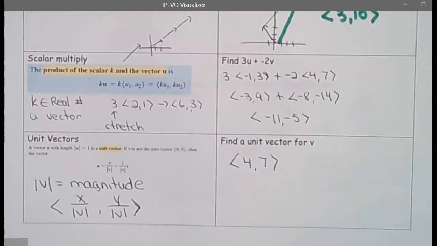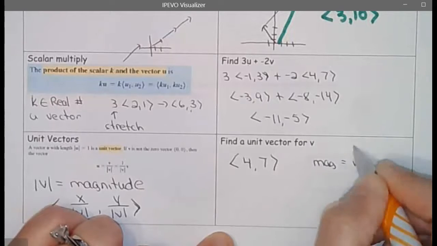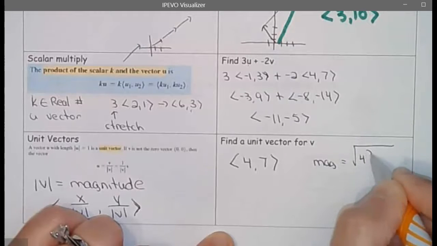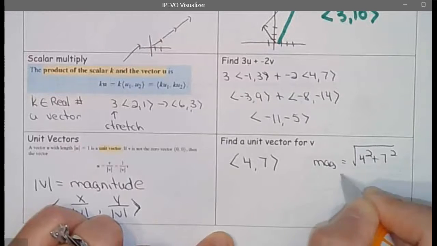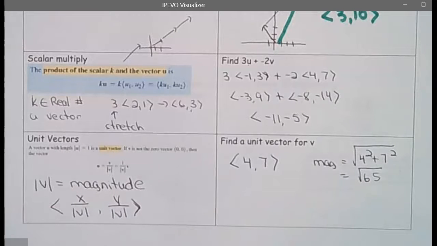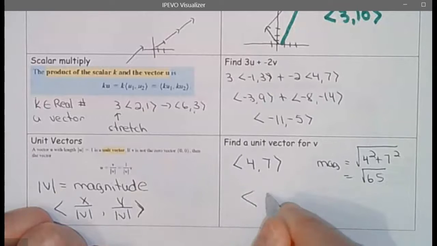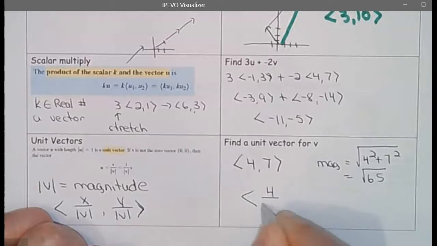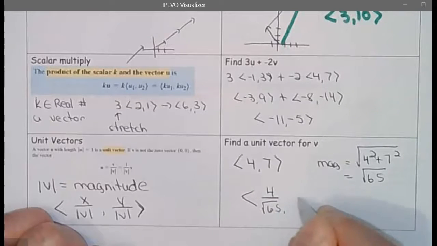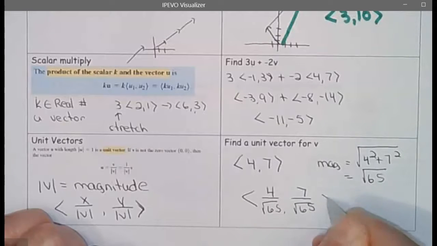So first thing we want to do is go ahead and find that magnitude. And remember, that is the square root of the sum of those components. So in this particular case, we would end up with radical 65. So if we wanted to write this as a unit vector, we would do that as 4 divided by radical 65 and 7 divided by radical 65.